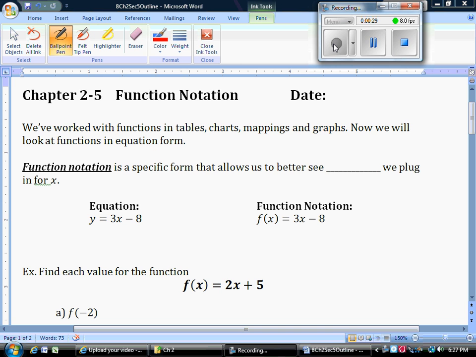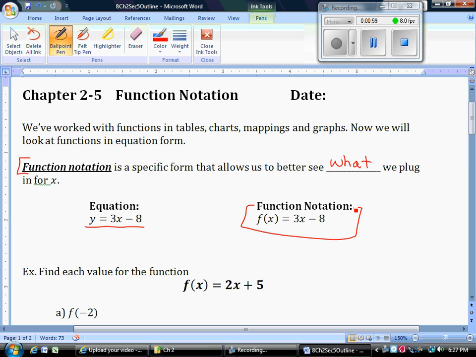So far in this chapter, we've worked with functions in tables, charts, mappings, and graphs. Now we're going to be talking about them as equations. Function notation is a specific form that allows us to better see what numbers we're plugging in. Typically, we've seen the equation as y equals 3x minus 8. Now we have it looking like this.